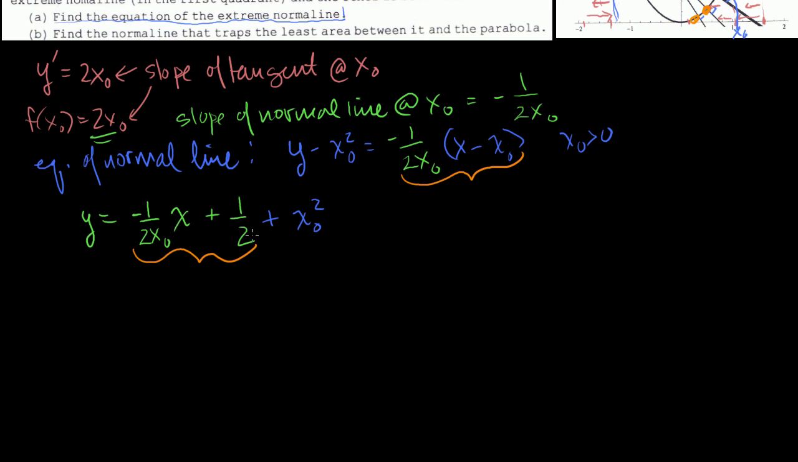So this is the equation of the normal line in kind of mx plus b form. This is its slope. This is the m. And then this is its y-intercept right here. That's kind of the b.